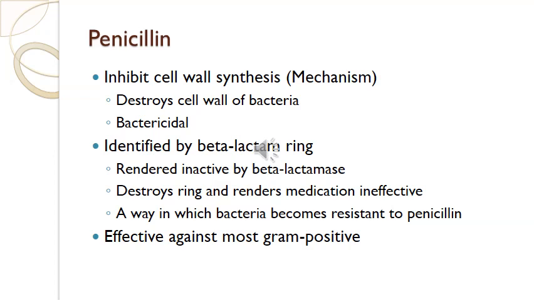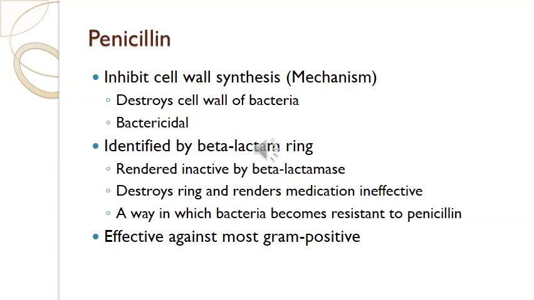So probably the antibiotic classification that most people are familiar with, and there's different types of this specific classification of antibiotic, is penicillin. The mechanism of action is they inhibit cell wall synthesis, so they actually destroy the cell wall of the bacteria, and they are classified as a bactericidal antibiotic. The characteristic of your penicillins is they're identified. Their chemical structure has what's called a beta-lactam ring, and there's a picture of a beta-lactam ring both in this lecture and in your book.